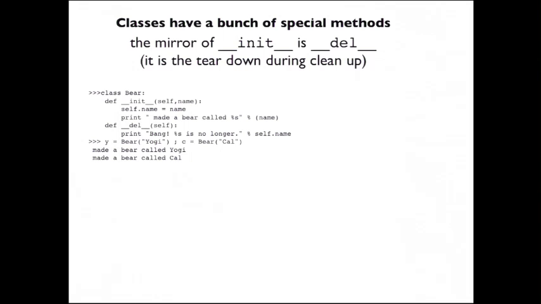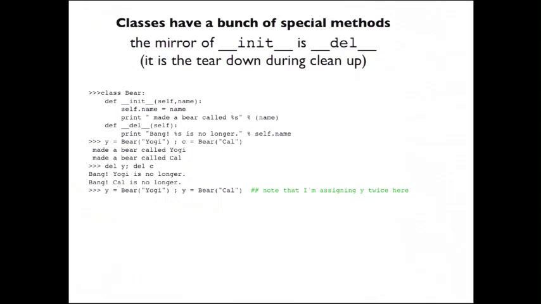What happens when I do that? Made a bear called Yogi, made a bear called Cal. Okay, we've already seen that before. Let me delete Y, and then I'll delete C out of my namespace, and in doing that, I'm basically calling the underscore del method, and we wind up killing off both of those bears.